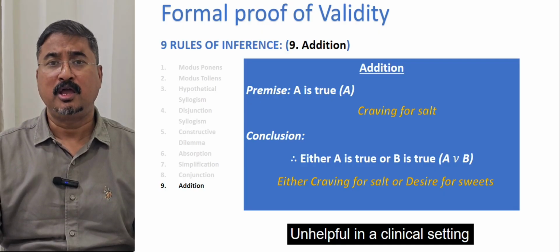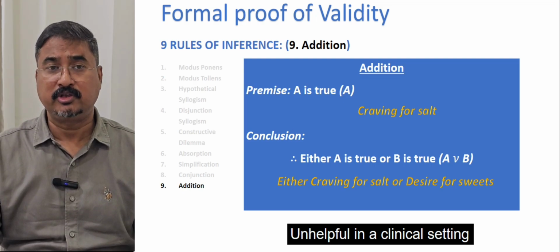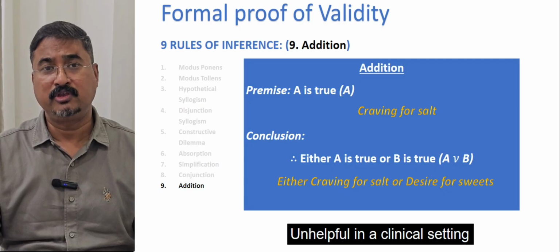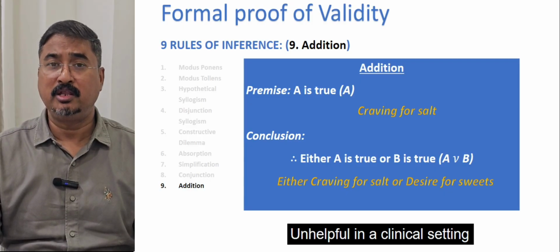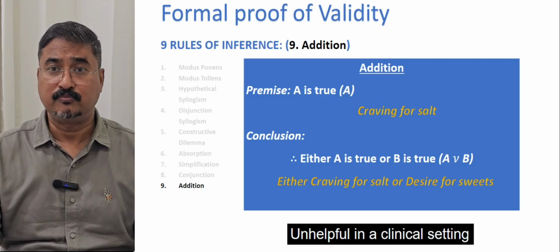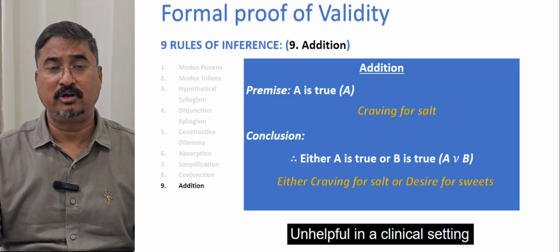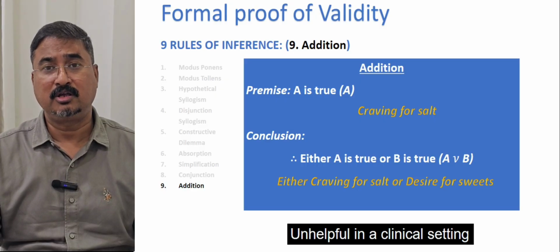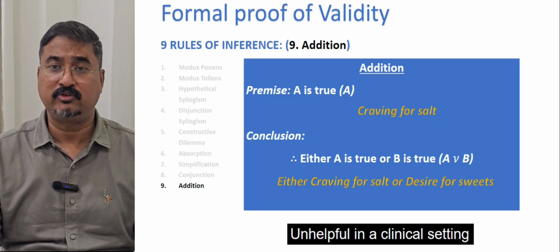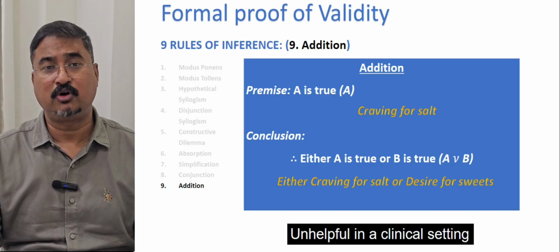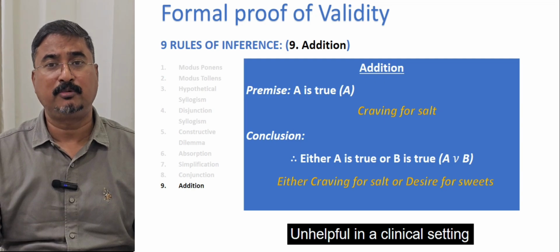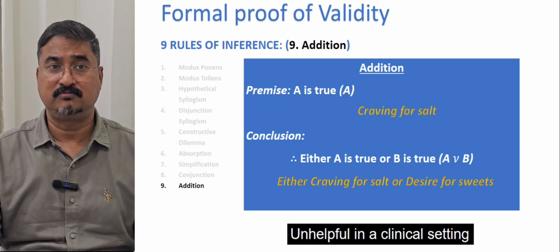In practice, the homeopath has not concluded that the patient desires sweets. That would be incorrect. The second statement, let it be B, is added without making any claim that it is actually true. Instead, the rule simply says that since the first statement is already true, the concluded statement, craving for salt or desire for sweets, is logically true. This illustrates the logical form of addition, although it does not by itself help in remedy selection.